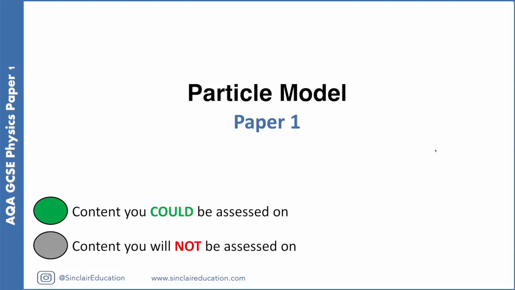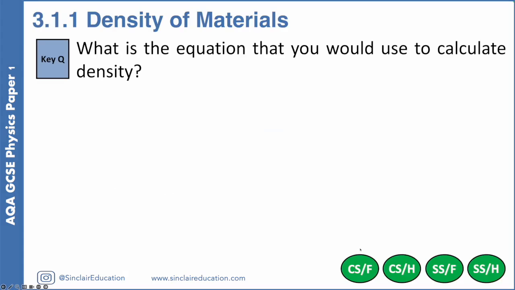We're going to be looking at the particle model. Keep an eye as we go through each of the sections. If your paper is highlighted in green, this means it is content you could be assessed on, while if it is in grey, this is content not on your specification.